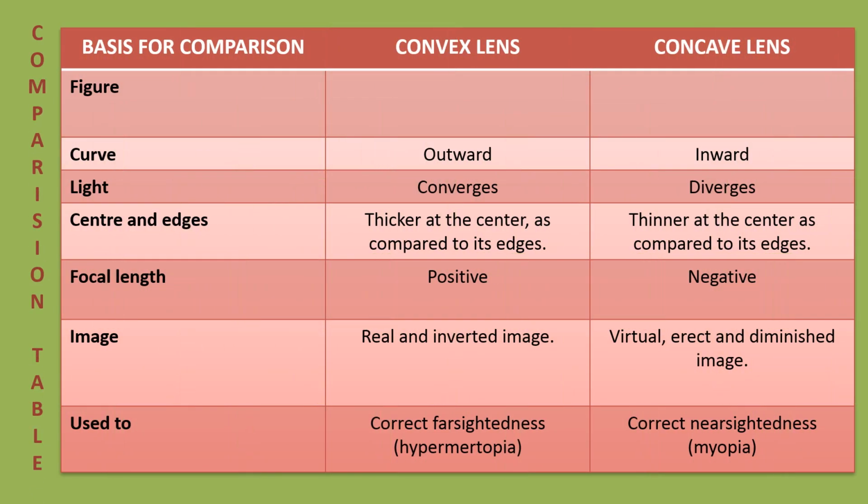After knowing the lens terminology, we can easily compare the convex and concave lens. The figures are shown in the two columns. Convex lens is curved outward, whereas concave lens is curved inward. Convex lens causes the incident parallel rays of light to converge at a point which we define as the principal focus. Similarly, concave lens diverges the incident parallel rays of light.